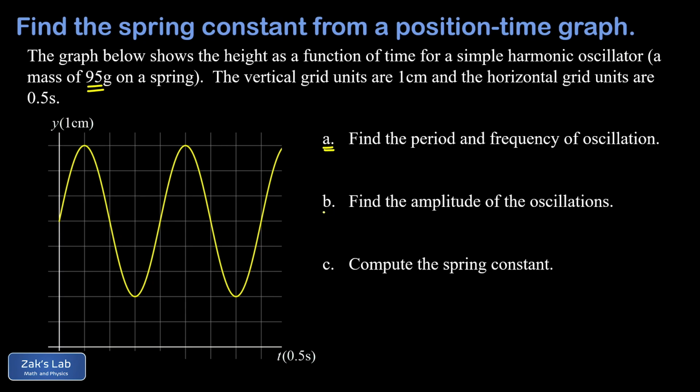So we have a multi-part problem here, where in part A, we're finding the period and frequency of the oscillation. In part B, the amplitude. So those are easy enough. But then part C is the real problem. We want to compute the spring constant by studying this graph.